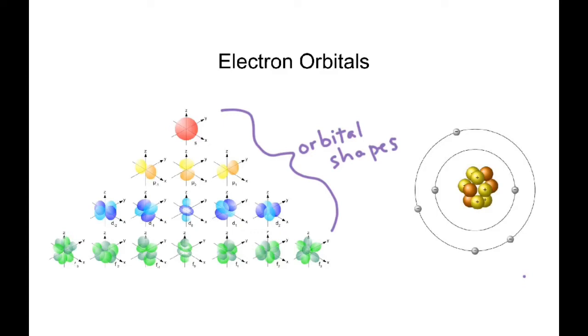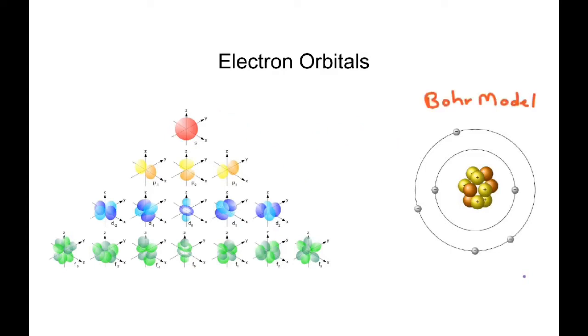Electrons are found in atomic orbitals that have different shapes, and they're labeled S, P, D, and F. You can see in the diagram that the S is a sphere, the P kind of looks like a dumbbell, and the D and F have stranger shapes. This is in contrast to the Bohr model, which basically just shows the electrons orbiting the nucleus in rings. Those rings are more like energy levels.